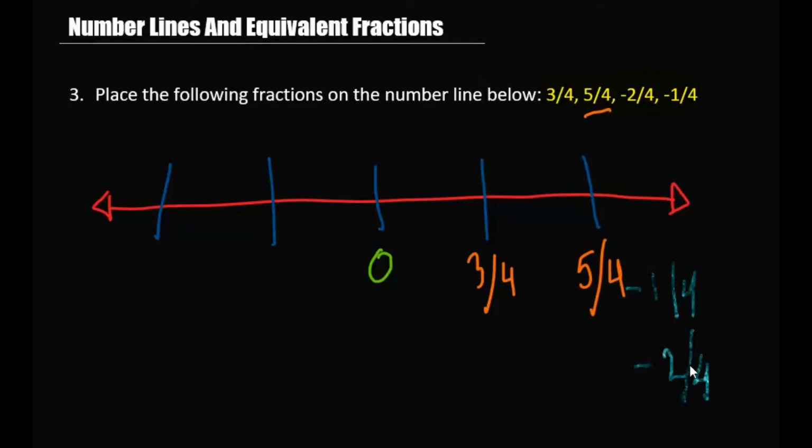And now we know that -1/4 is bigger than -2/4. So we're going to write -1/4 right over here. And we also know that -2/4 is smaller than -1/4, so -2/4 goes right over here. So we filled out this number line too.